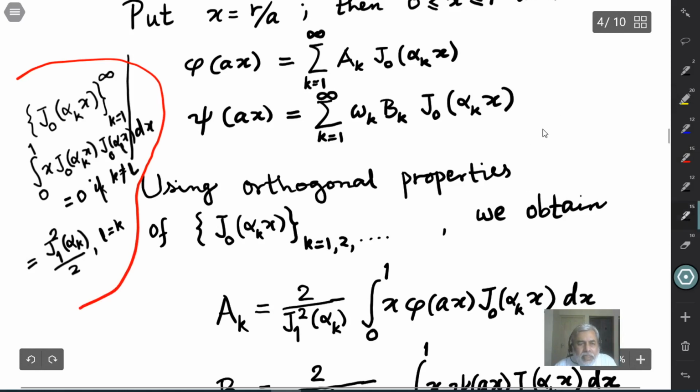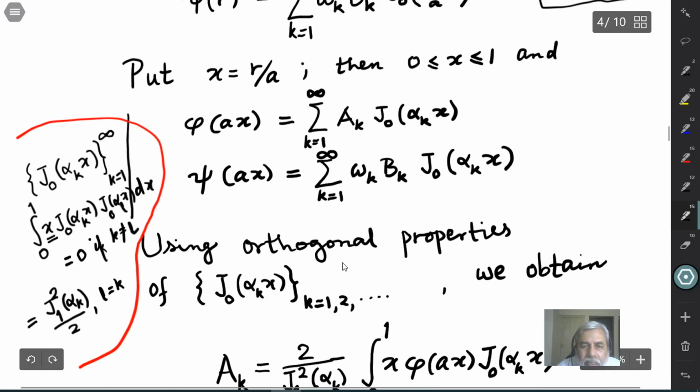Okay, so these are very similar to the orthogonal properties enjoyed by the trigonometric functions. The only difference now is there is a weight x. Okay, there is a weight x here. That's the only difference. And that will help us in determining these coefficients ak and bk.